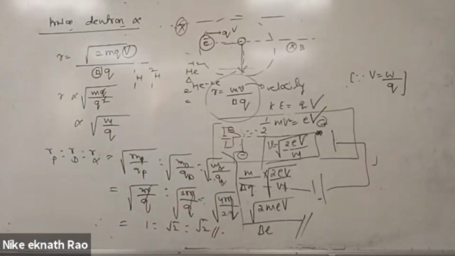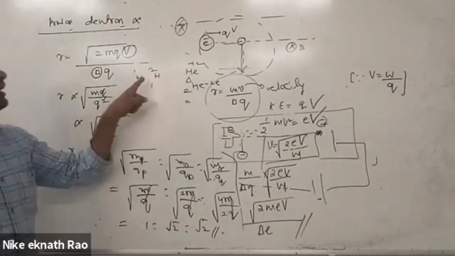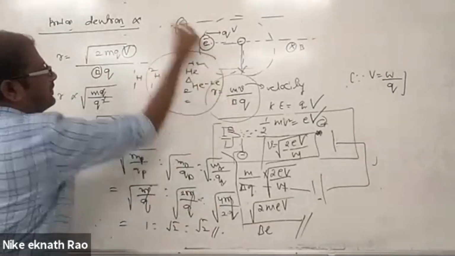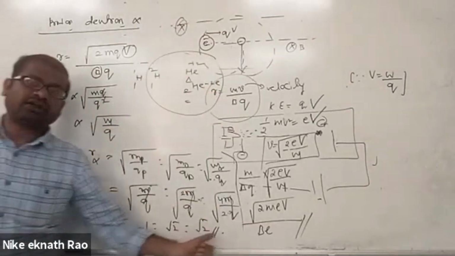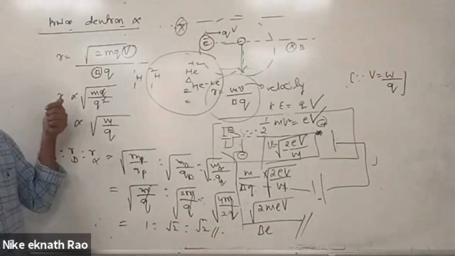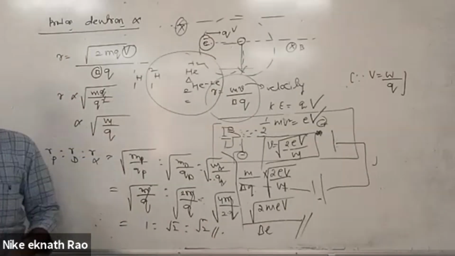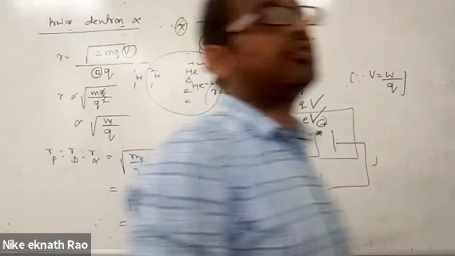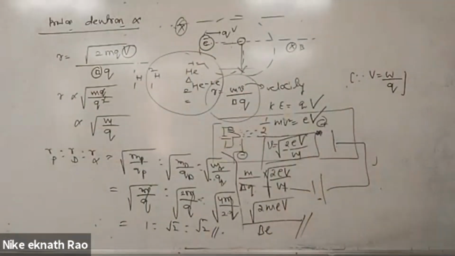What is the meaning of it? The radii of the deuteron and the alpha particle are the same, and this is root 2 times the radius of the proton. Clear, everyone?